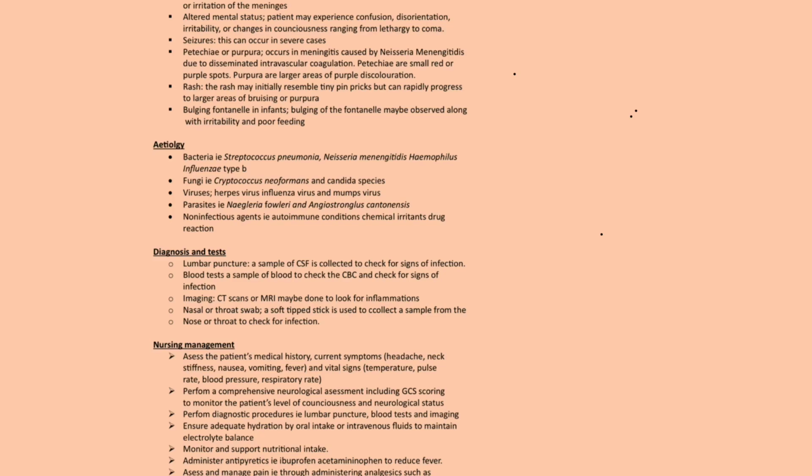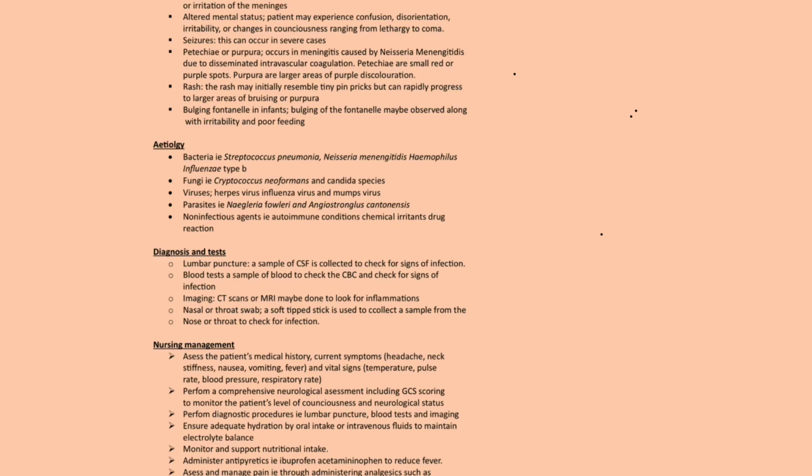So what is the nursing management of meningitis? First, we assess the patient's medical history, current symptoms. So here, we first collect the chief complaints that the patient is presenting with. The patient may present with headache, stiff neck, nausea, vomiting, photophobia, altered mental status. So you have to collect the chief complaints first from the patient. After collecting the chief complaints, you can proceed to collect the patient's medical history, family history, socioeconomic history, nutritional history.